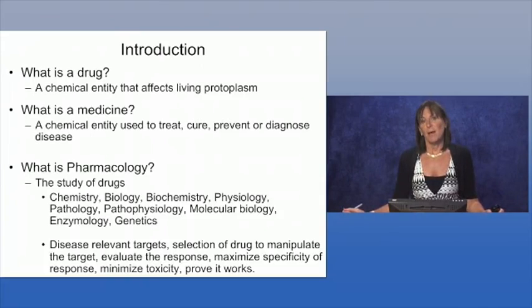How do we maximize the specificity? How do we make drugs that only target particular parts in the body? And our primary purpose in doing so is an attempt to try and minimize toxicity, the drug affecting parts of the body that we don't want it to do. And then how do we actually prove that a drug works? Who do we have to prove this to, and why do we have to prove it?